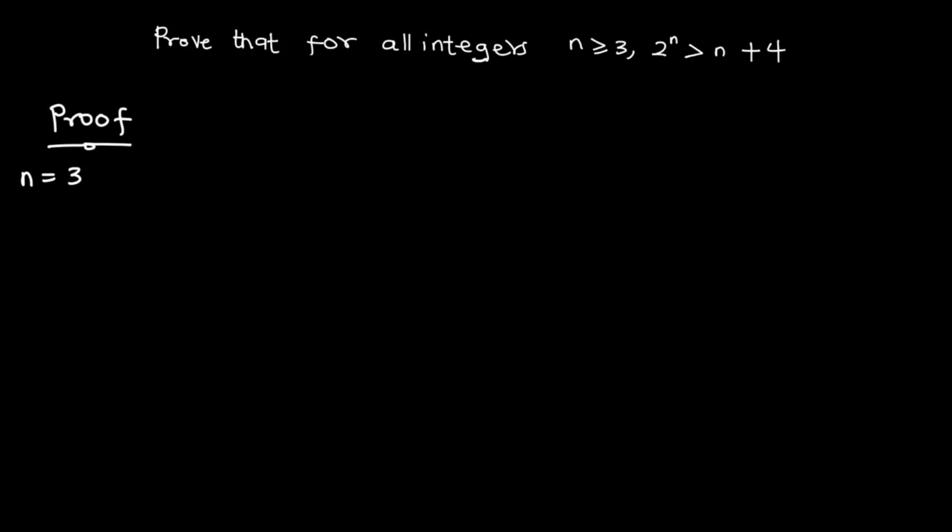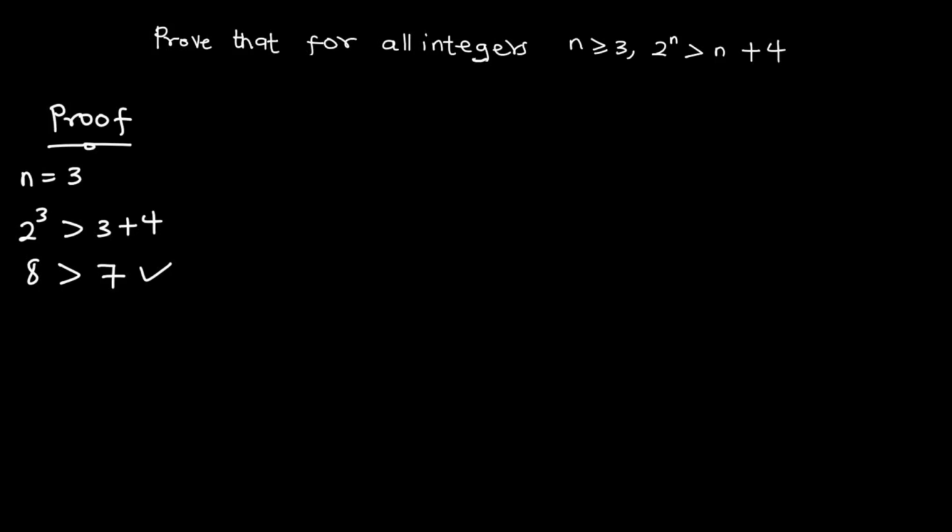So in that case, we have 2 to the power 3 greater than 3 plus 4. Now let's see whether what you have on the left hand side is greater than what you have on the right hand side. On the left hand side, you have 2 to the power 3, which will be equal to 8. And on the right hand side, you will have 3 plus 4, which will be equal to 7. So of course, 8 is greater than 7. Therefore, the statement is true for n equals 3.